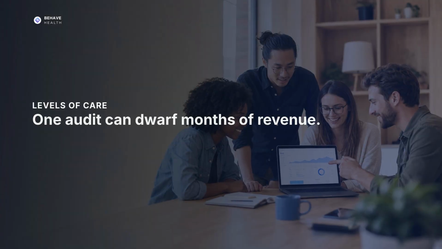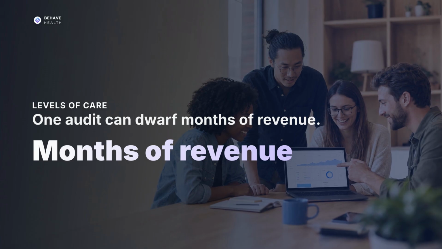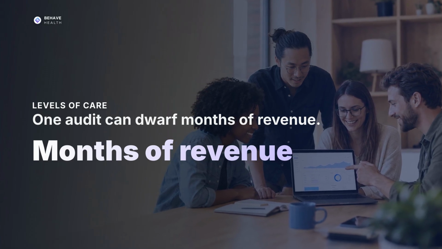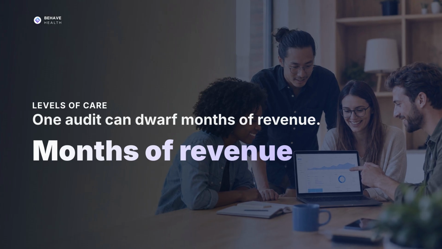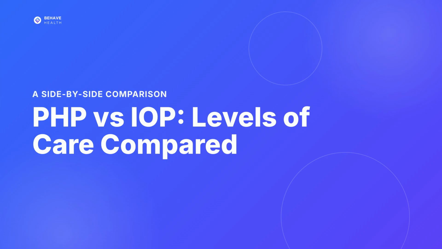Months of revenue. That is what one payer audit can claw back when you blur the line between PHP versus IOP. Payers are increasingly sophisticated at auditing level of care decisions, and partial hospitalization billing carries the greater audit exposure. The difference between these two levels is not just hours per day, it shapes your staffing model, licensing, payer contracts, and reimbursement. In the next few minutes, clinical criteria, hours, staffing, billing codes, and the reimbursement math behind each level.